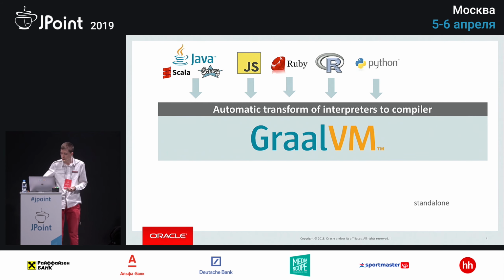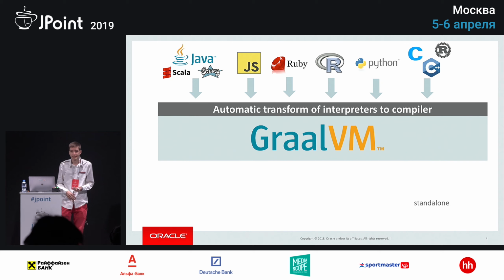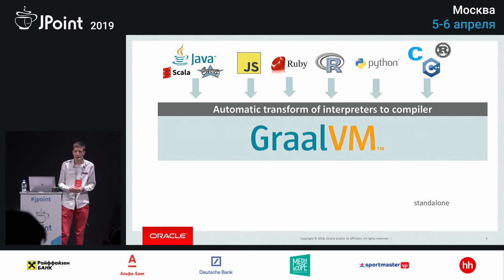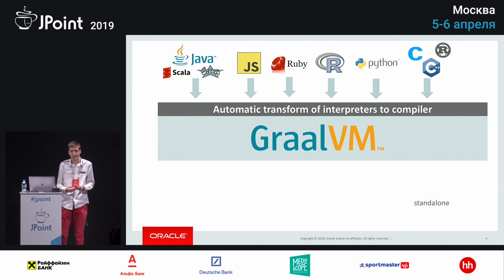And not only that, with GraalVM, we also have a way to run native languages that are compiled to LLVM bitcode. So we can take C, C++, Rust programs, compile them to LLVM bitcode, and then run them with GraalVM. And we have a special way of doing this, which is this automatic transformation of the interpreters of that language to a compiler.